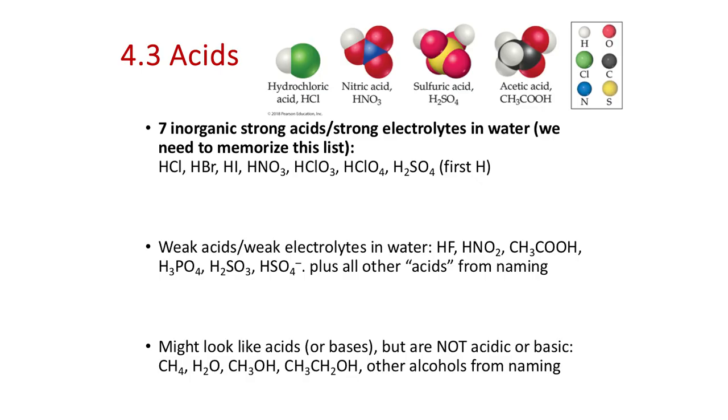If you do that experiment with seven different acids, you'll see that they strongly light up the light bulb and are strong electrolytes in water, meaning they fully dissociate into H+ and their counter ion. Those seven strong acids we're just going to have to commit to memory. It's the only way to really know which acids are strong. They are HCl, HBr, HI, nitric acid, chloric acid, HClO3, perchloric acid, HClO4, and then the first hydrogen off of H2SO4.